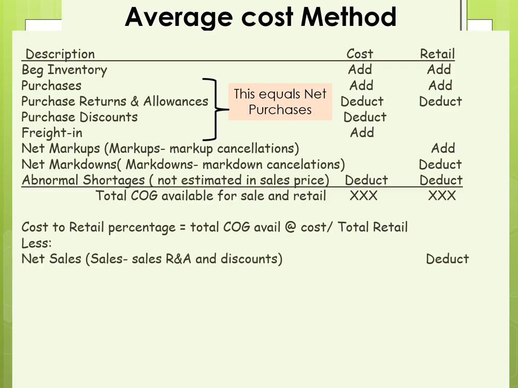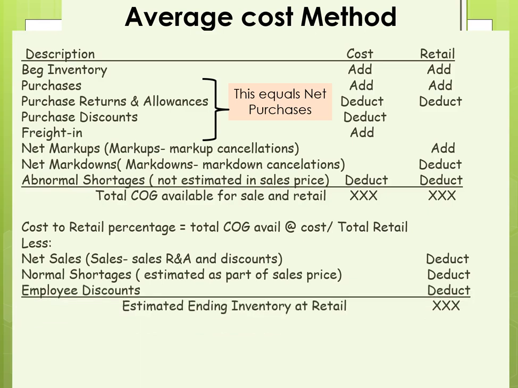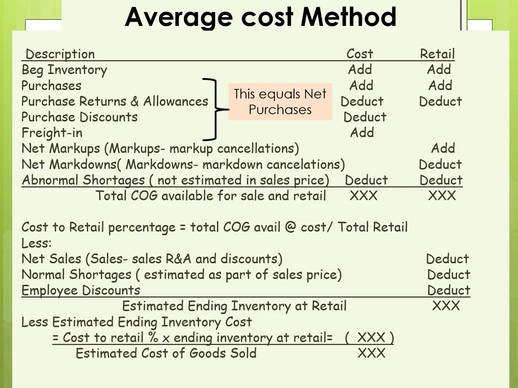We're then going to deduct net sales, shortages, and employee discounts, and now we get our estimated ending inventory at retail. We then take that number times the percentage, and that gives us our ending inventory at cost. If we subtract that from our total cost of goods available for sale, we get our estimated cost of goods sold.